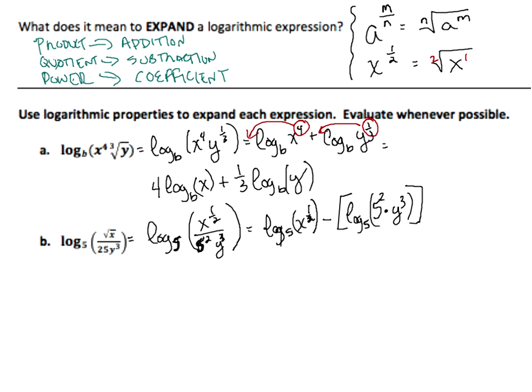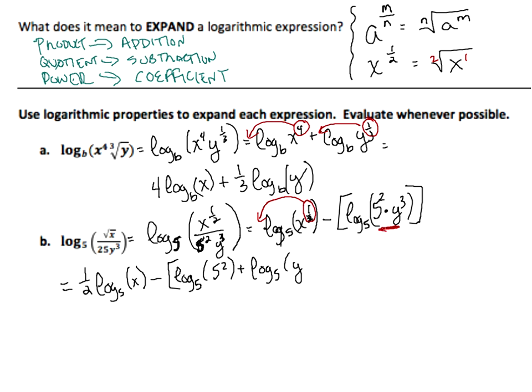All right. So the next thing I can do is go ahead and bring that 1/2 out front as the coefficient, and then I want to split this product up on the inside of the brackets into addition. Expand it out. So I have 1/2 log base 5 of x minus, still in brackets, log base 5 of 5 squared plus log base 5 of y cubed.